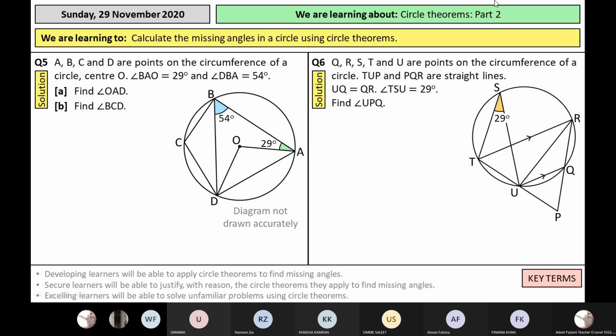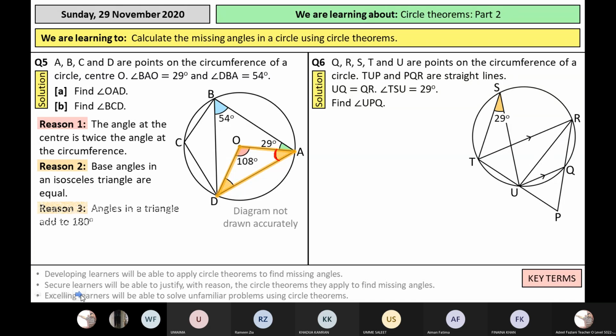All right, class. What is the answer of part A, question number 5? It is OAD, which means you need to find this angle, right? OAD. Got it? So 36. The angle at the center is twice the angle at the circumference. And since these are radii and the base angles of an isosceles triangle, it is going to be 31. Correct answer.